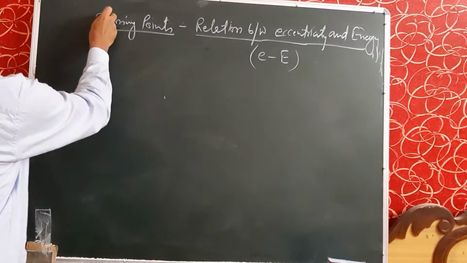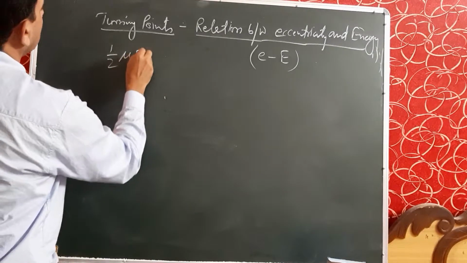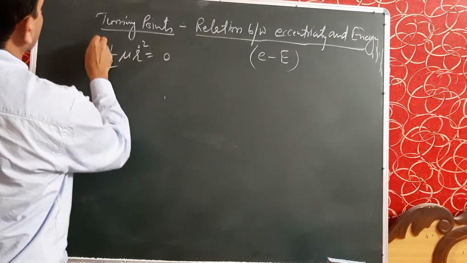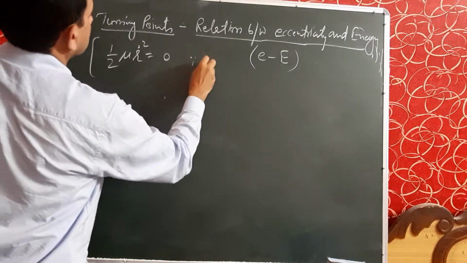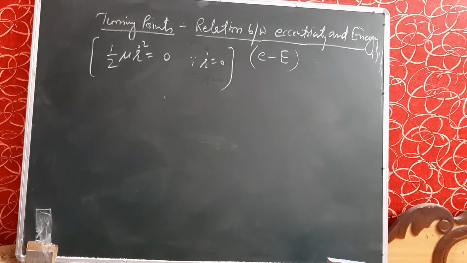We know that at a turning point the kinetic energy, that is half mu r dot square, is 0, because r dot, which means velocity, is 0 at a turning point. We have discussed this in a previous lecture. Now, our next task is to prove the formula for eccentricity in terms of energy.